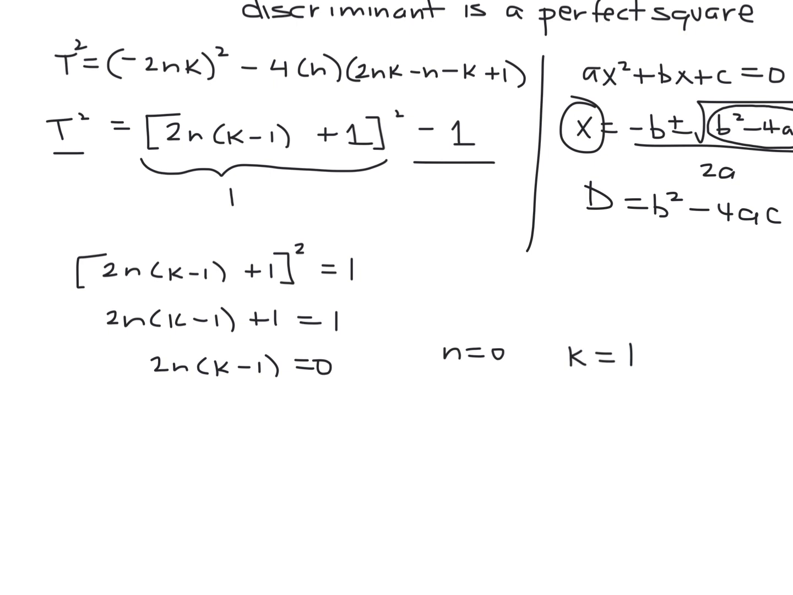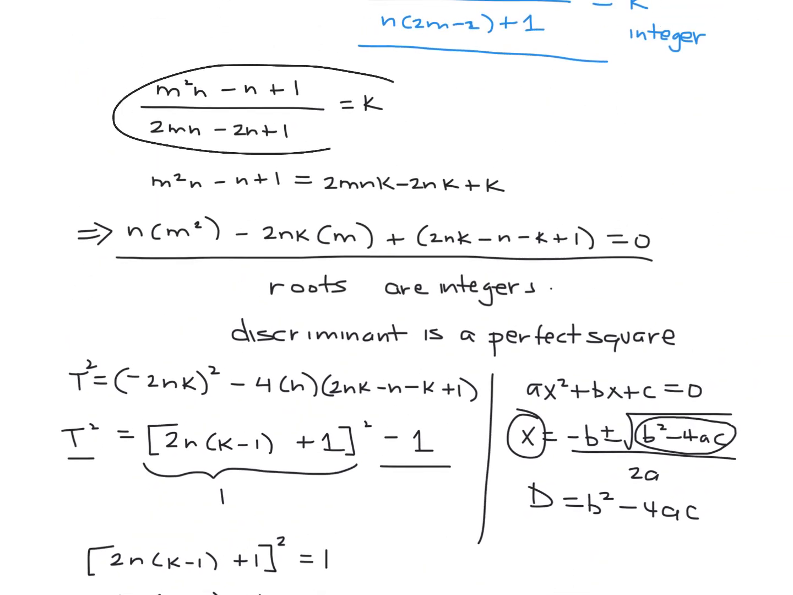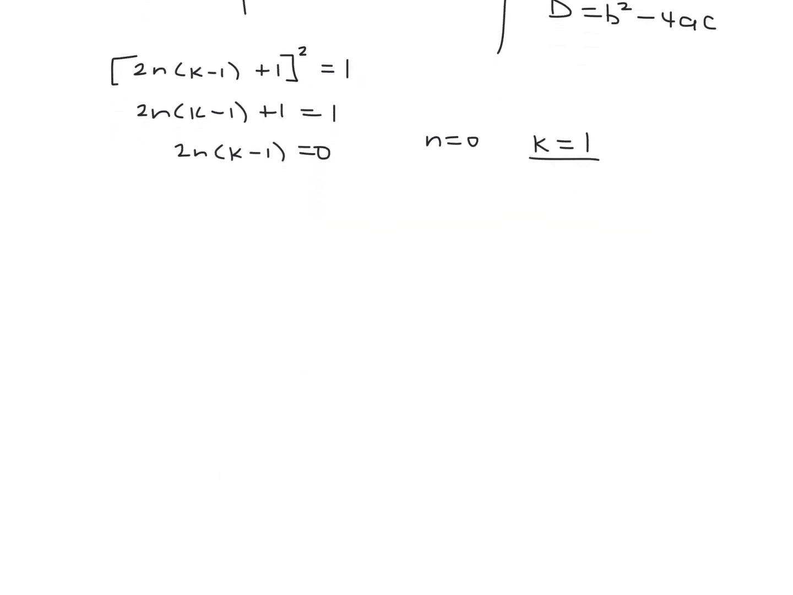Well, n can't be 0, right? Because if n is 0, there's no teeth. That wouldn't make much sense. So let's just concentrate on this k equals 1 part. If k equals 1, then I can go back to this and sub k equal to 1 and see what I get. So if k equals 1 and I substitute that into that equation, I will get that m squared n minus n plus 1 over 2mn minus 2n plus 1 is equal to 1.